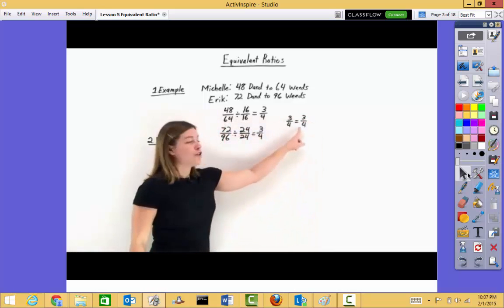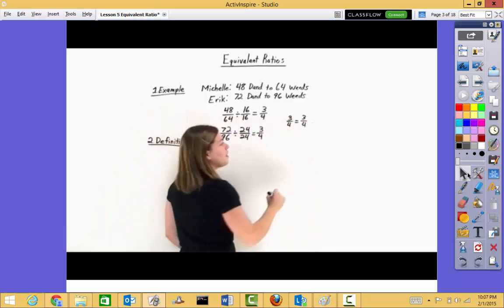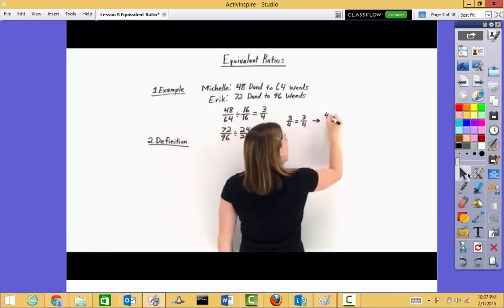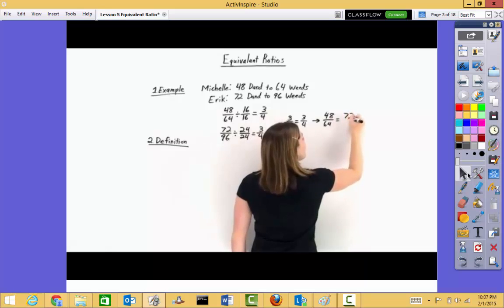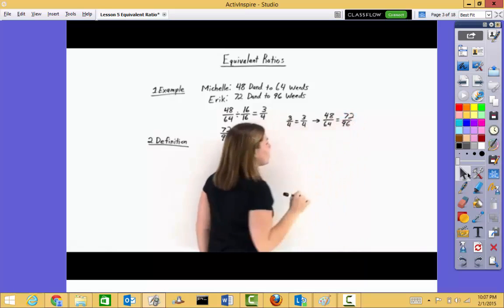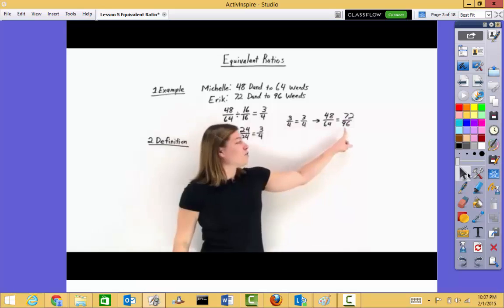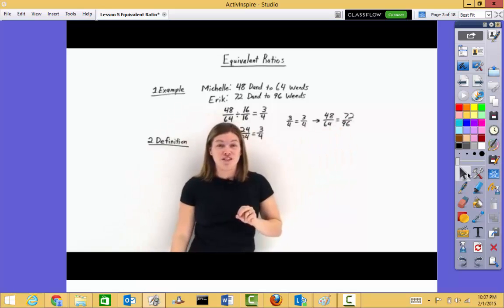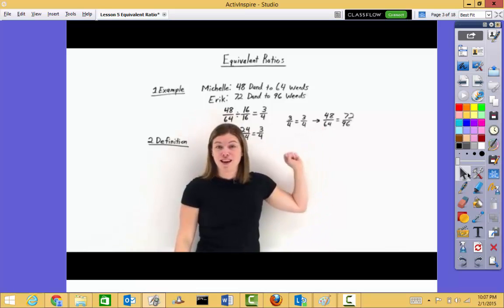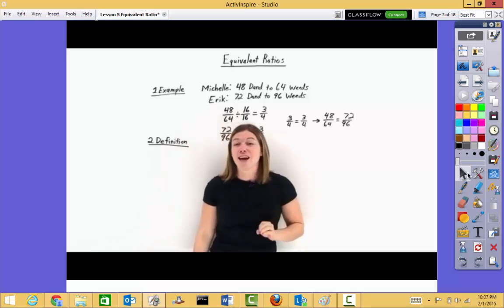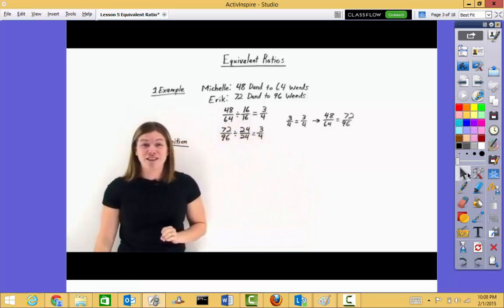Now let's rewrite each of these as the original fractions that they were. That means that we will have 48 over 64 equal to 72 over 96. These two fractions or ratios have the same value, so we can set them equal to each other. If we have equivalent ratios, we can set up a proportion like this. And proportions are very helpful when we're trying to solve problems.